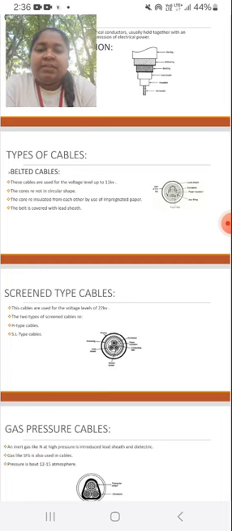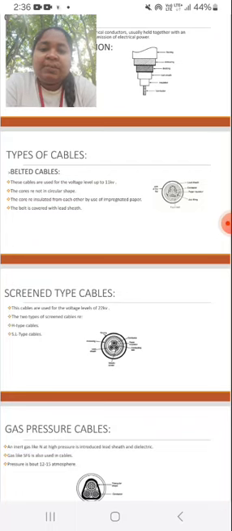Firstly, the belted cables. These cables are used for voltage levels up to 11 kV. The cores are not in a circular shape. The cores are insulated from each other by using paper. The belt is covered with a lead sheath, as we can see in the figure.